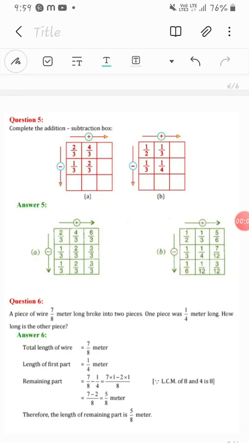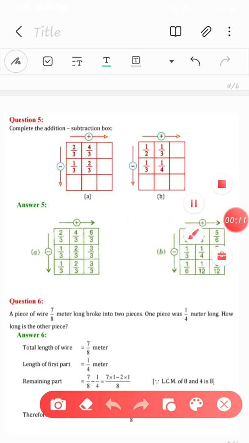Complete the addition subtraction table. As per the instruction given, we have to add and subtract. So 2 by 3 is a fraction. It is given that 2 by 3 and 4 by 3, on the right side it is shown to add. So we have to add this, so we are getting 6 by 3. And this 1 by 3 and 2 by 3 also we are adding, so we got 3 by 3.